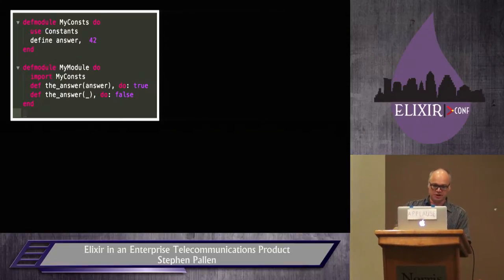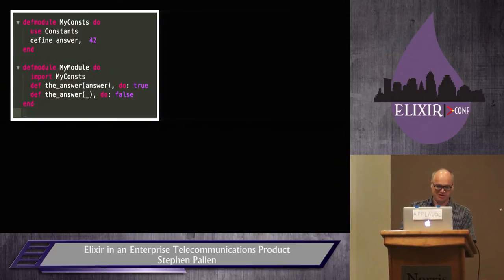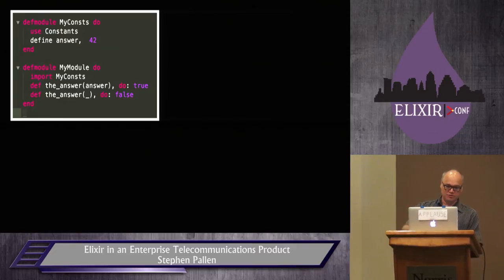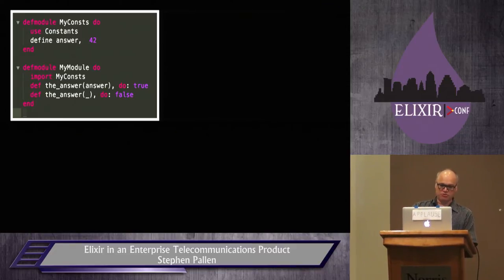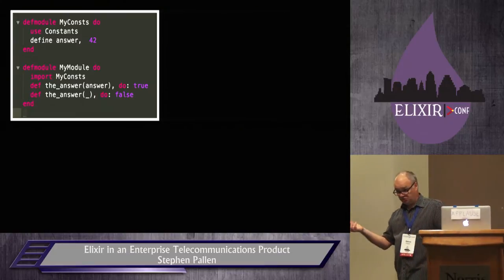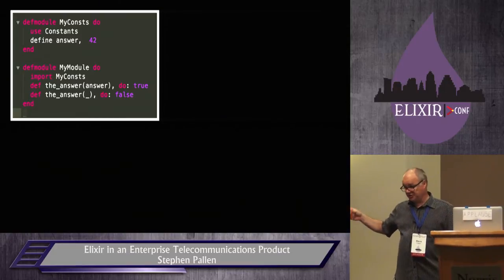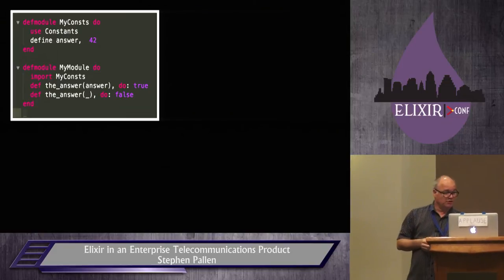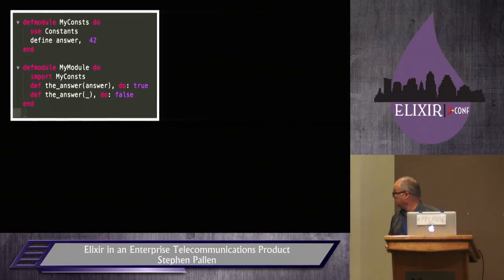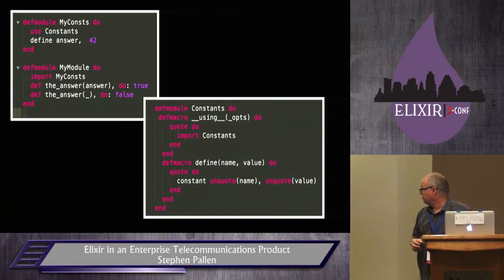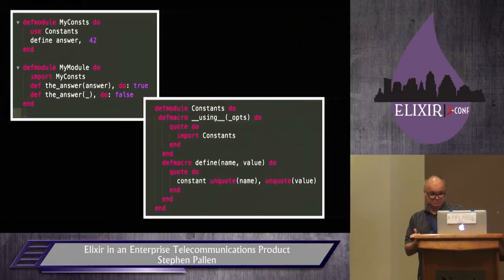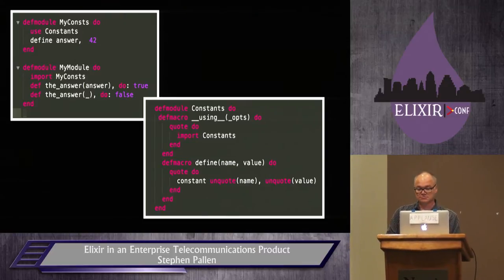So basically you define your module, and I actually called it define, and then the name of the constant, and then the value. And when you want to use it, here's an example where I'm using it inside a function, so it's being used as a match. One of the advantages of this is that I can actually use it in matches and so on. And there's the implementation. So macros are cool. I love macros. So that's how I solved the shared module constants.